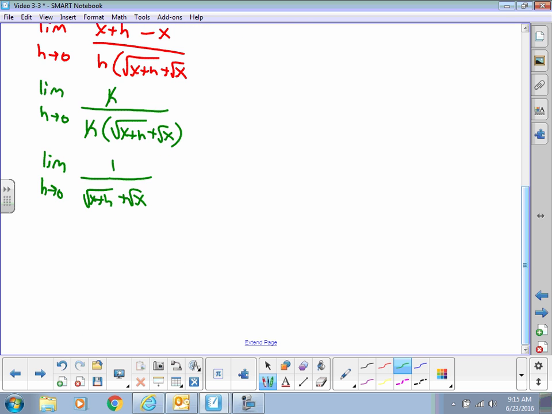And now this is something we can do with direct substitution. We'll sub in 0 for h, meaning the limit goes away. So this becomes 1 over square root of x plus 0 plus square root of x, which really is just 1 over 2 square root of x.